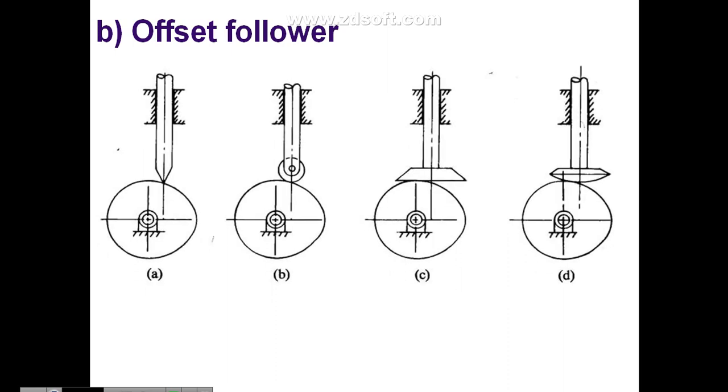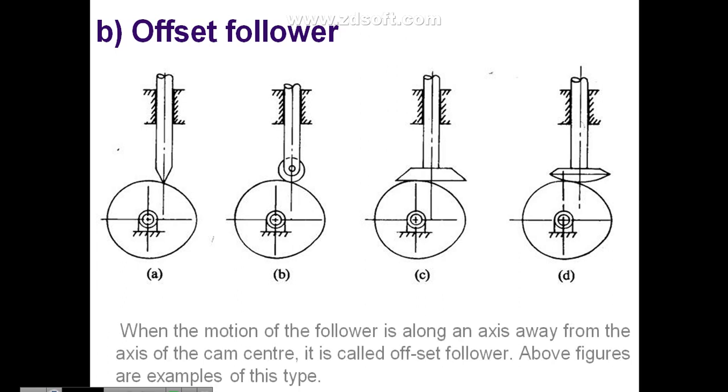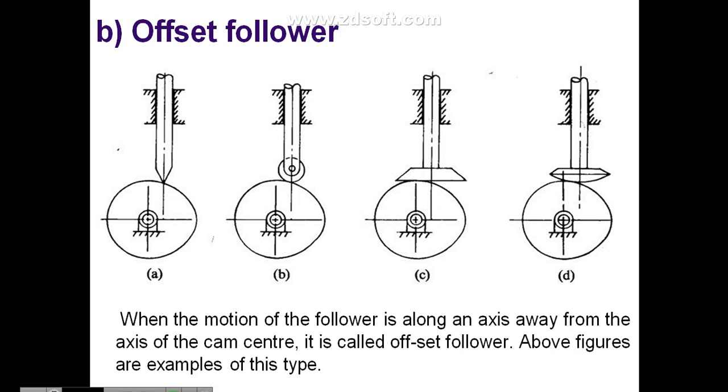Okay, next one is the offset follower method. You have seen the axis of the follower is far away from the center of the cam, that is, shifted, in this arrangement. So this arrangement is known as an offset follower. When the motion of the follower is along an axis away from the axis of the cam center, it is called an offset follower.